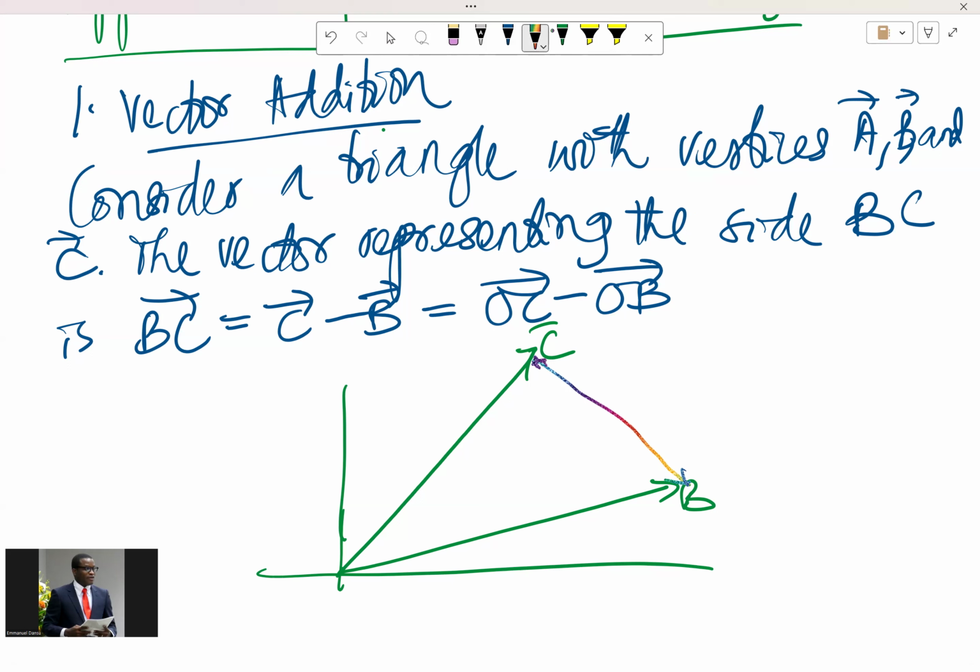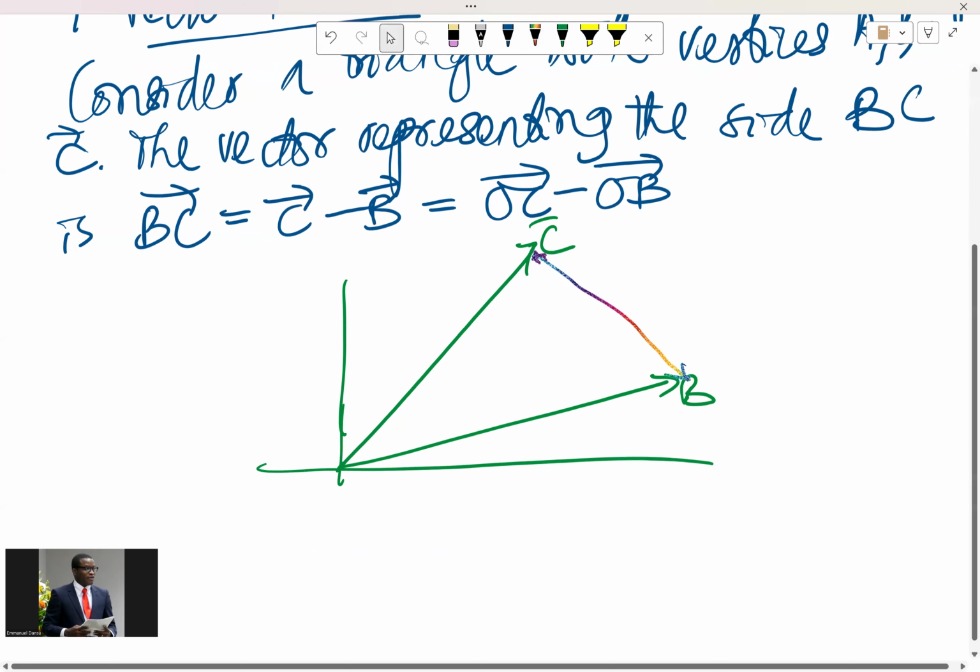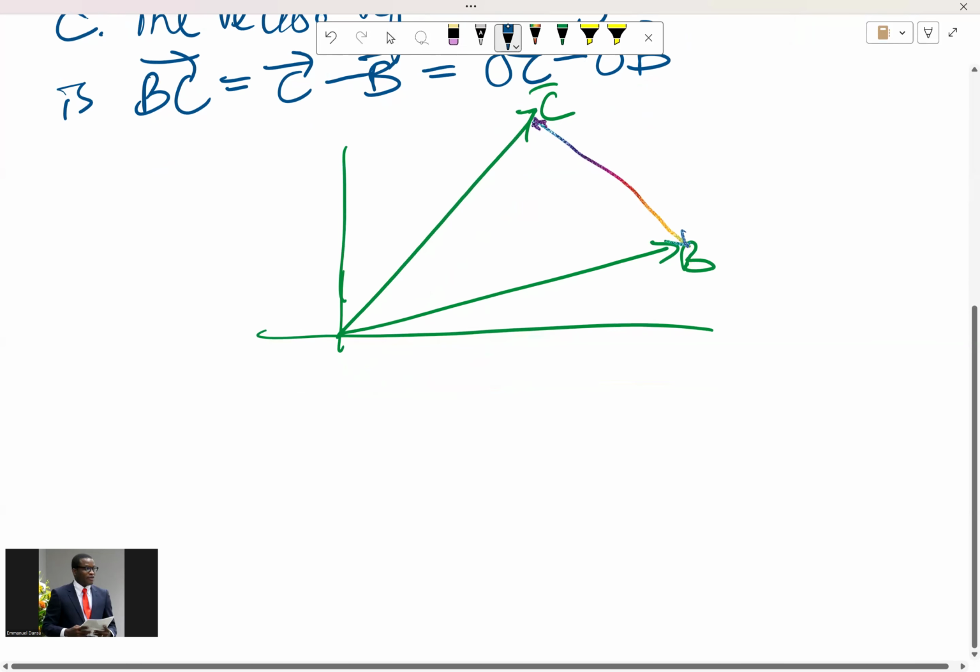So if you're looking for CB, that will be OB minus OC. So it's a very simple thing. You're taking the vector with respect to the origin. That's the kind of thing that is happening when we come into geometry. Of course, I'm going to come up with an application pretty soon so you can understand better.